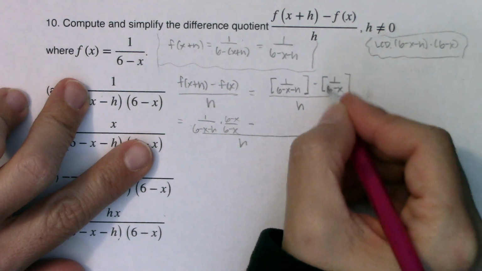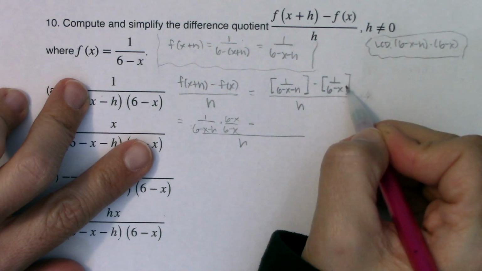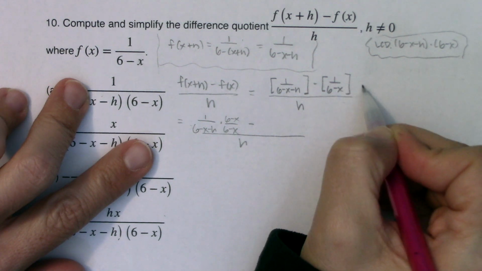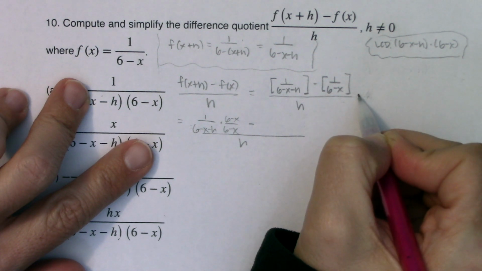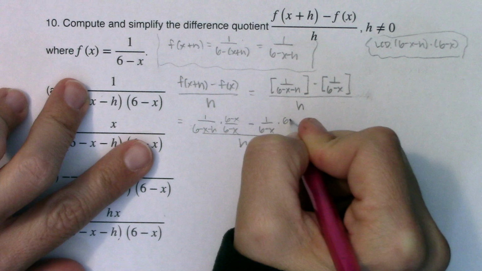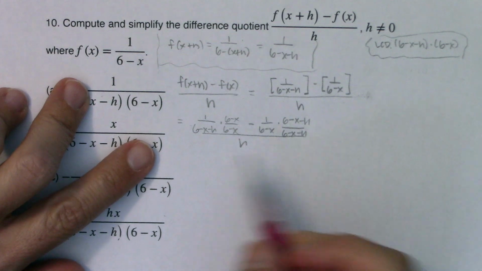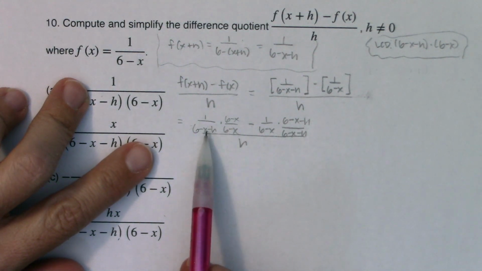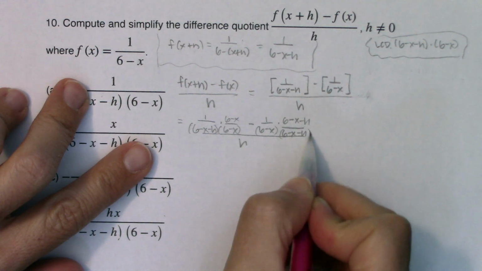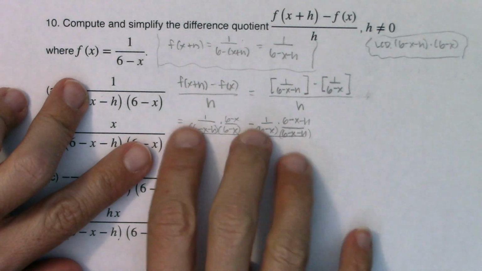I'm going to take a look at this fraction. This denominator, if I look at my LCD, my common denominator, it's missing this factor of 6 minus x minus h. So I'm going to multiply this fraction by 6 minus x minus h over 6 minus x minus h. So I have 1 over 6 minus x times 6 minus x minus h over 6 minus x minus h, right? I'm going to put parentheses around all of this, but you can start to see that if I put parentheses around these denominators, I'm going to have common denominators, and that's what you need to add and subtract fractions.